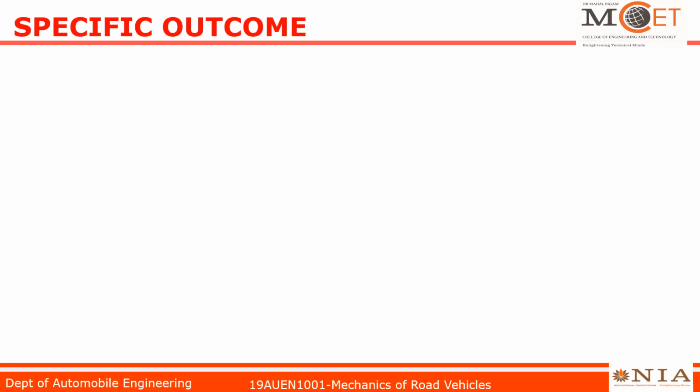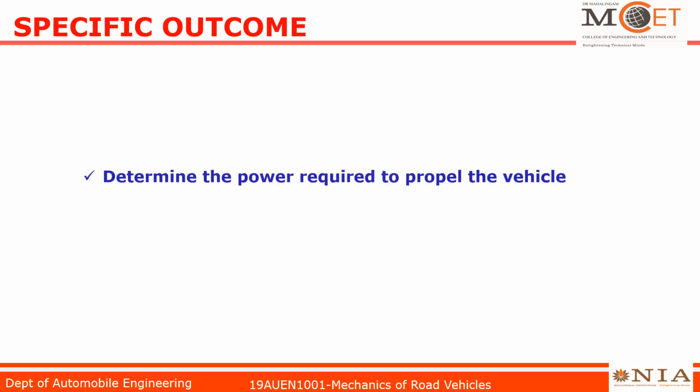Our specific outcomes, what we are going to learn here are: determine the power required to propel the vehicle. How much amount of power is actually required to propel the vehicle in the desired direction. We have to calculate the amount of power, the amount of torque, and also the force required to propel the vehicle.